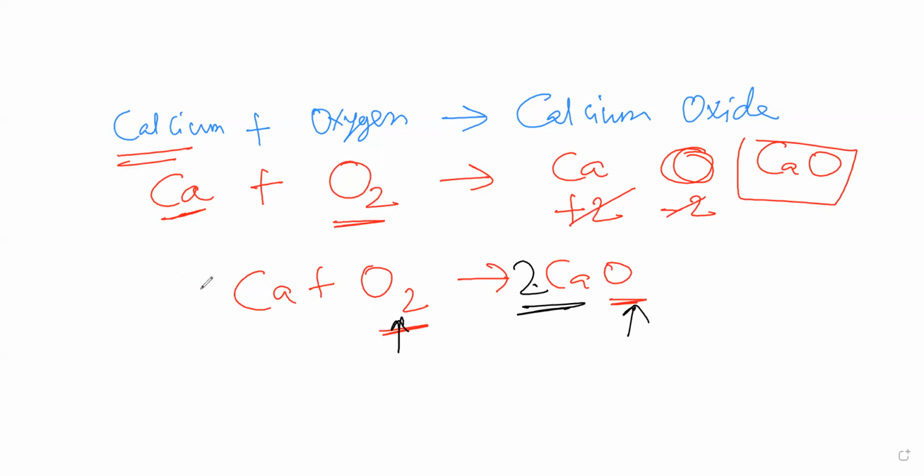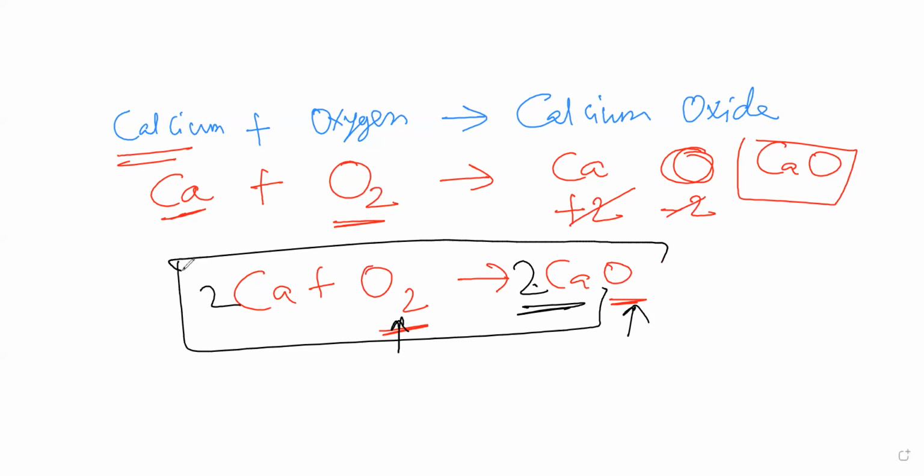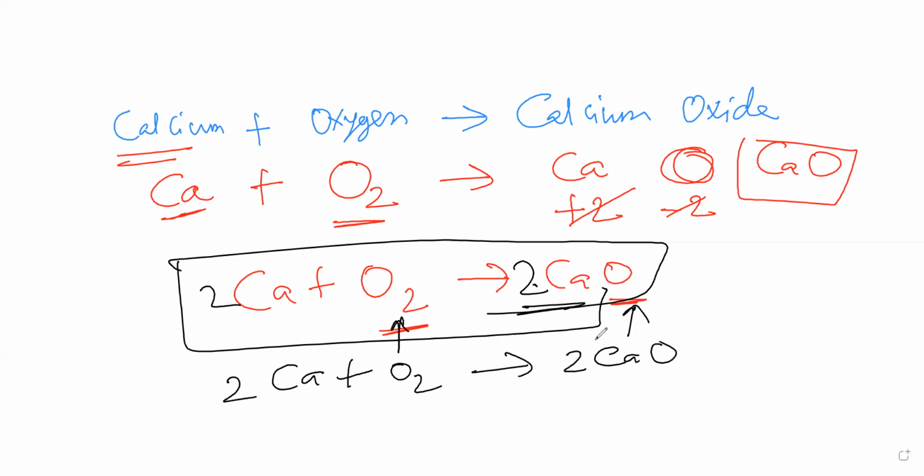So see, 2 Ca, I put 2 here. Okay, now this makes it a completely balanced equation. Okay, so what is the complete equation? Let us write that. The equation is 2Ca plus O2 gives us 2CaO. Okay, so this is how it is working, right? Now let us try some other example so that we gain more clarity.